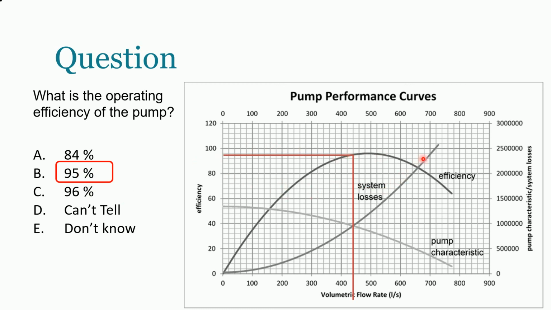So there was a little red herring in there. Some of you might have thought it was 84%, which is where these two curves intersect, but that's not right. We just so happen to have plotted efficiency and system losses on the same one, but this is the efficiency point where the system losses and pump characteristic curves intersect.